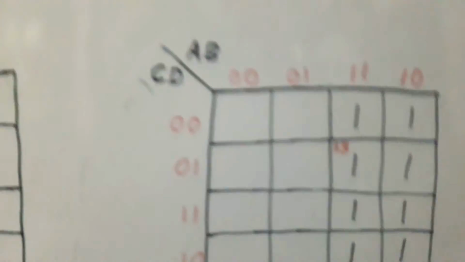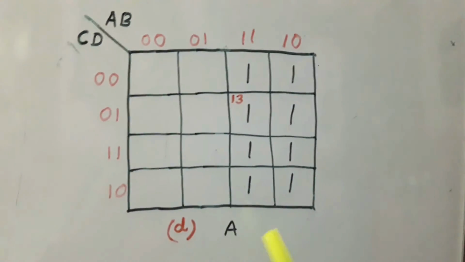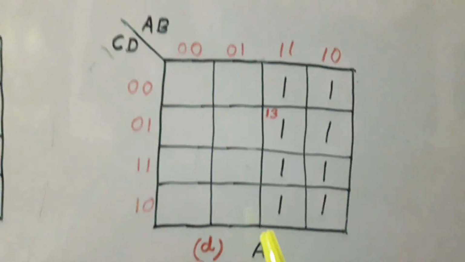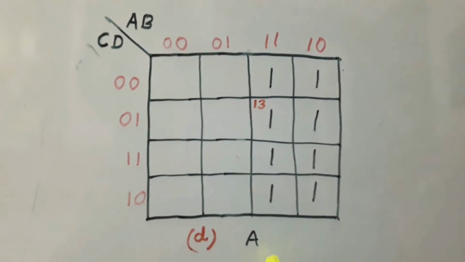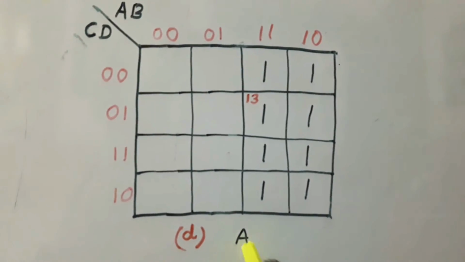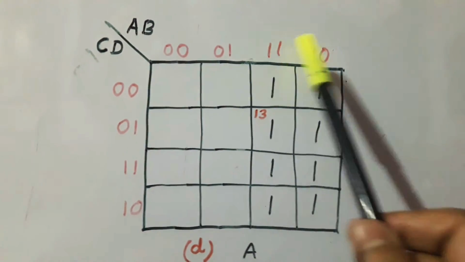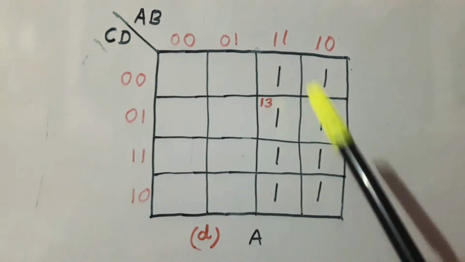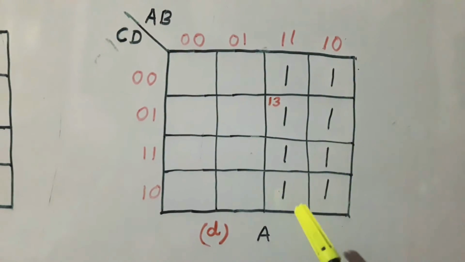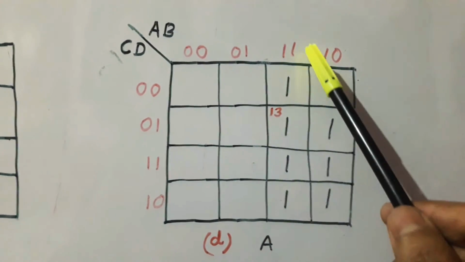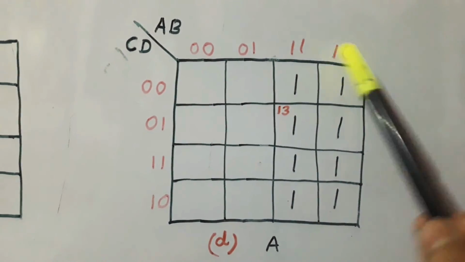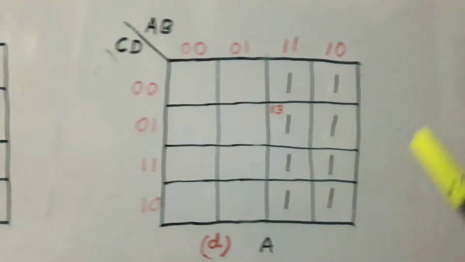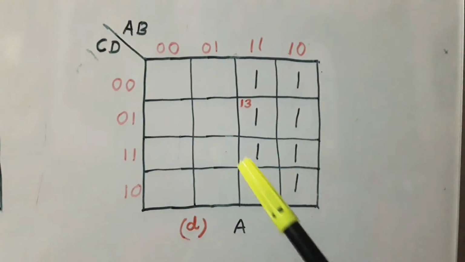Now let us move to the fourth term. The fourth term is A. So 1 will be entered in the box wherever the value of A is 1. Since we find that in these 2 boxes the value of A is 1, we will enter 1 in all the 4 boxes, that is for both values of B, for both values of C and for both values of D, and we will get the k-map as shown in this figure D.